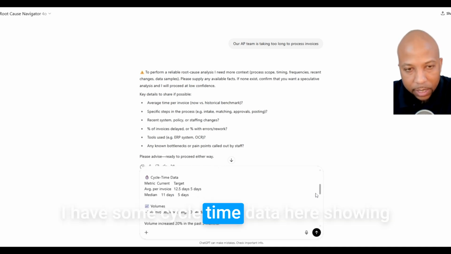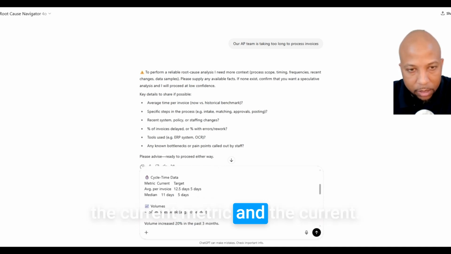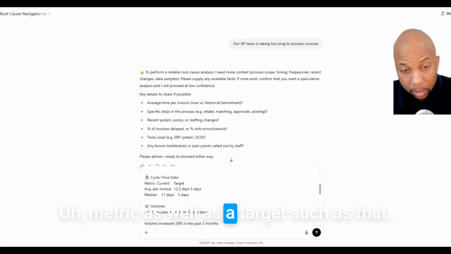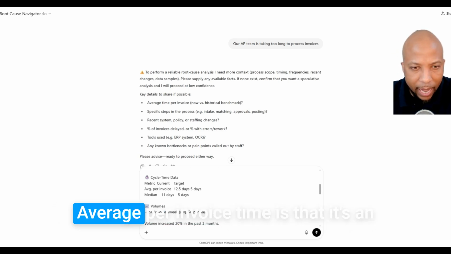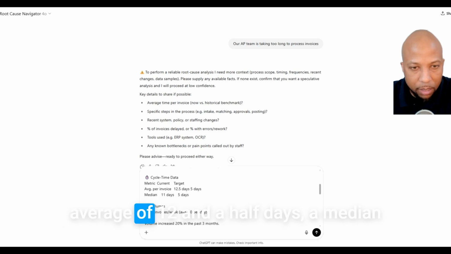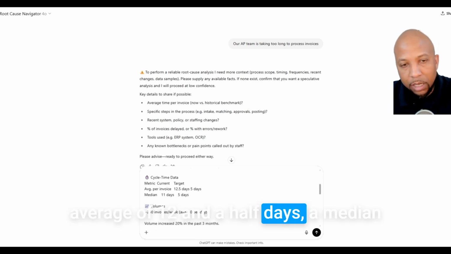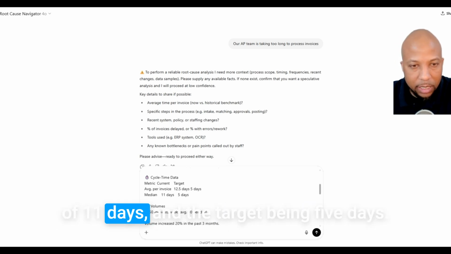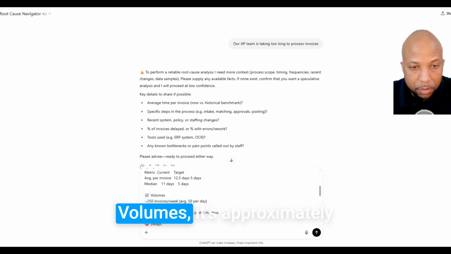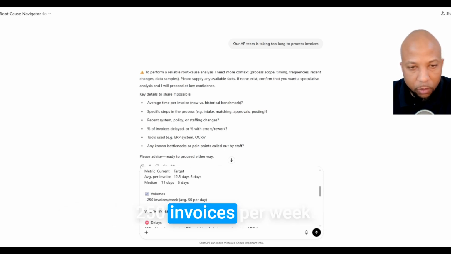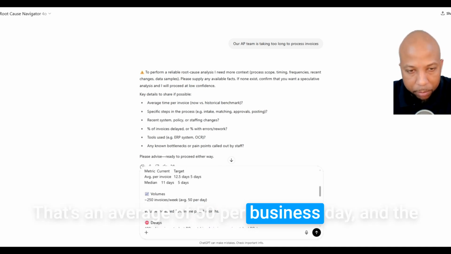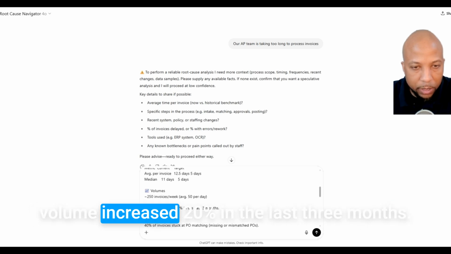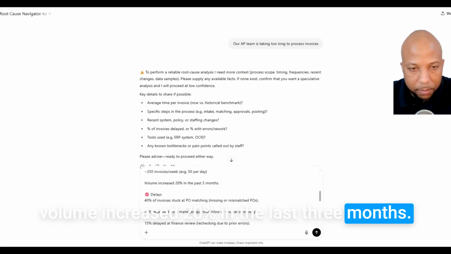I have some cycle time data here showing the current metric as well as the target. The average per invoice time is 12 and a half days, a median of 11 days, and the target being 5 days. Volumes are approximately 250 invoices per week, an average of 50 per business day, and the volume increased 20% in the last 3 months.